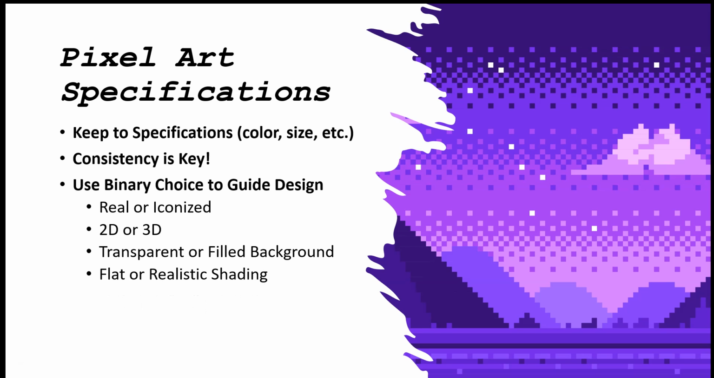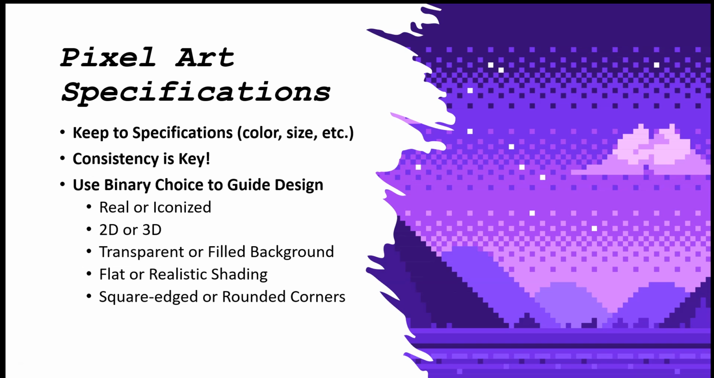Additionally, are we using shading? Is it going to be flat shading, or is it going to be more realistic? Remember, a realistic shading effect will have different tones and dimensions to the shadow. They'll be able to shift based upon where the character is standing. It's not just a flat black line.